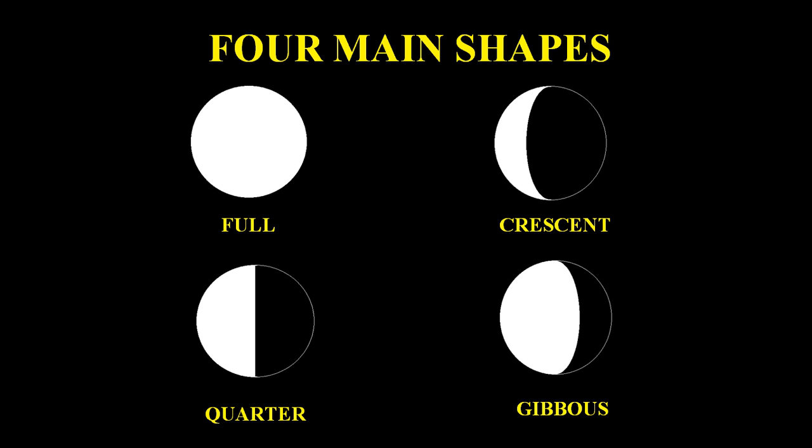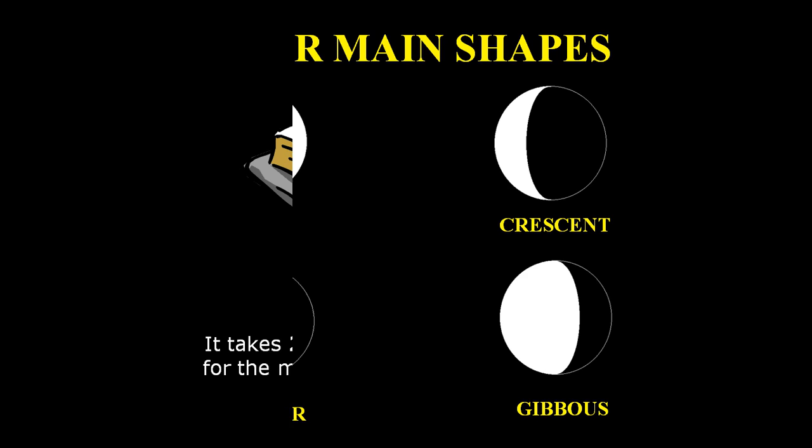So there are four main shapes to the moon that you'll see when we talk about the 8 phases of the moon. They include full, crescent, quarter, and gibbous. And we'll get into more of a discussion about these as I go through further in the presentation.